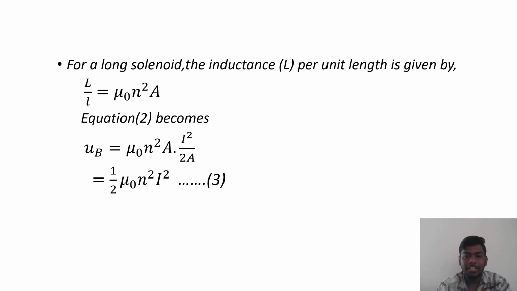For a long solenoid, the inductance per unit length is given by L by l equals mu naught into n square into A. Equation 2 becomes u_B equals mu naught into n square into A into I square by 2A, which equals 1 by 2 into mu naught into n square into I square, and it is termed as equation 3.